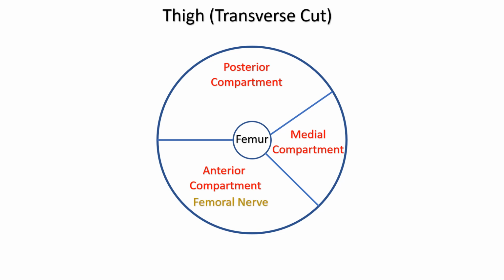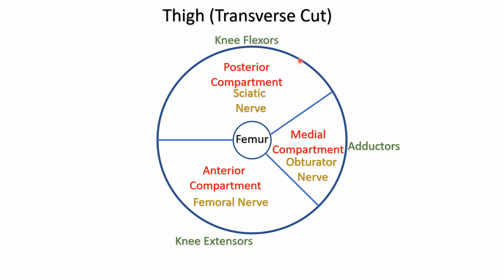The anterior compartment is primarily innervated by femoral nerve, medial compartment by the obturator nerve, and posterior compartment by the sciatic nerve. The anterior compartment is primarily knee extensors, also some hip flexors. Medial compartment is mostly adductors, and posterior compartment is mostly knee flexors and hip extensors.